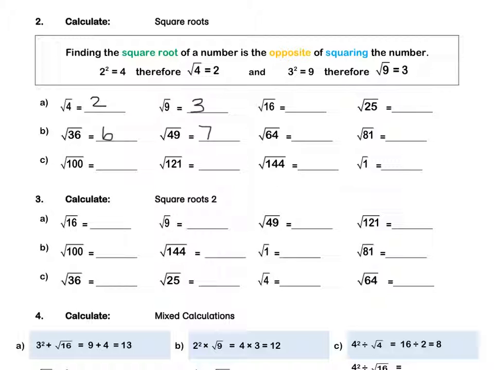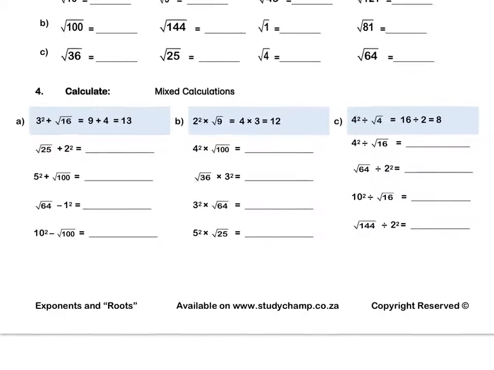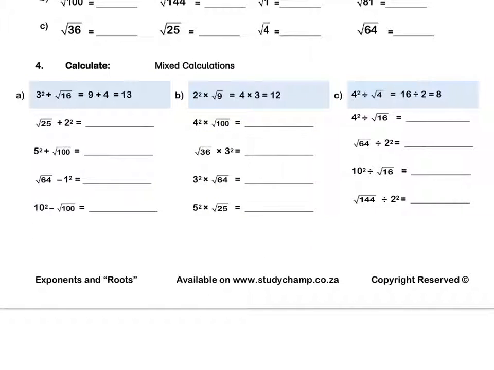Press pause to complete question 2 and question 3 by yourself. When you are done, use the memo to mark all your answers up until this point. Question 4. Mixed calculations. 3 squared is 9 plus the square root of 16 is 4 to give a final answer of 13. Press pause to complete all of question A.